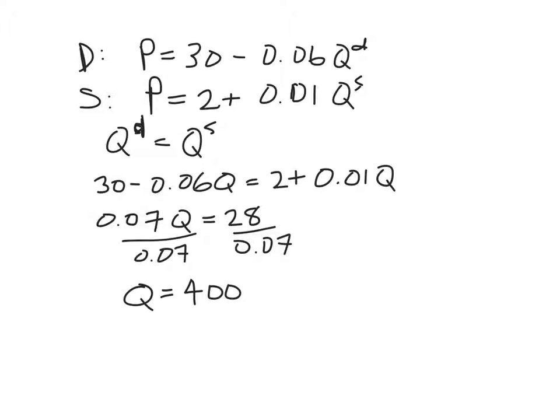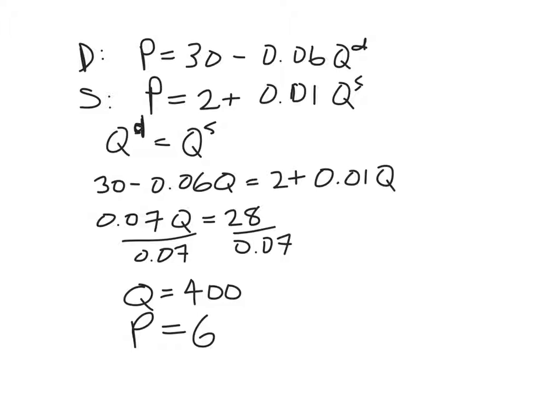you find that price is equal to 2 plus 100th times 400. 2 plus 4 is 6. P equals 6. So there you have it, and that corresponds to our graphical solution.